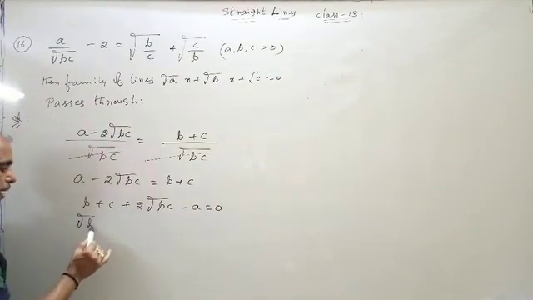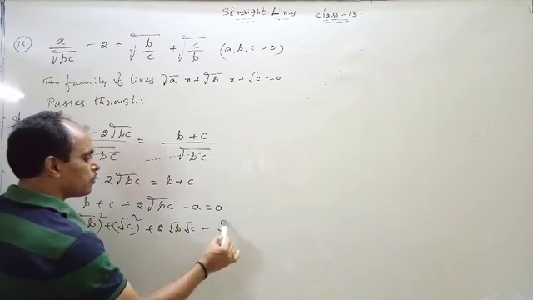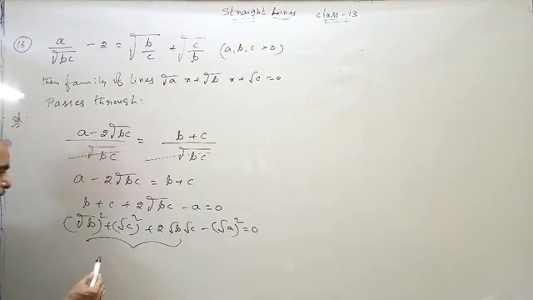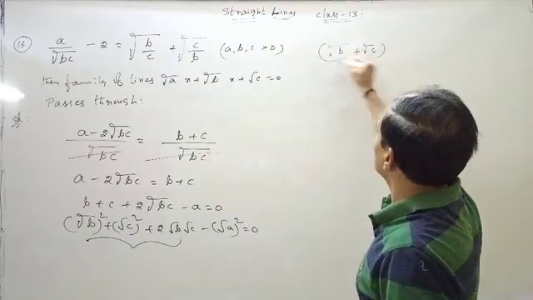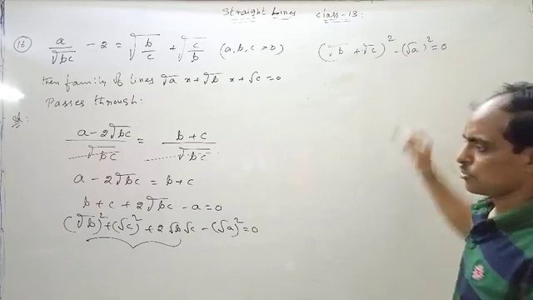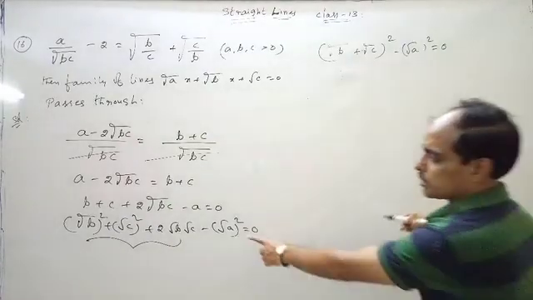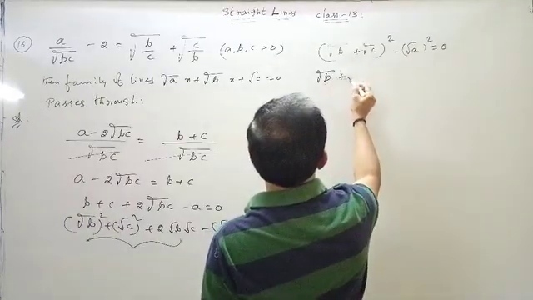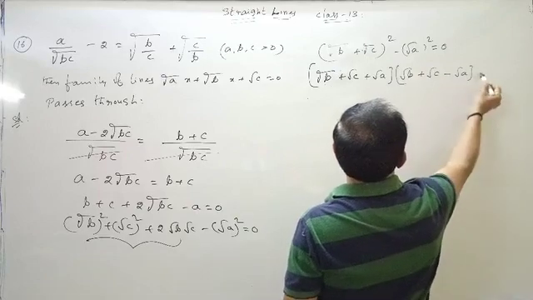Now I am writing b as root b whole square, and this as root c whole square, 2 into root b into root c, minus root a whole square. Why did I write like this? See here, up to here you can write this as root b plus root c whole square minus root a whole square is equal to 0. You see, this is a square plus b square plus 2ab, of the form a plus b whole square, minus. So now this is a square and this is b square. A square minus b square formula, we have a plus b into a minus b is equal to 0.